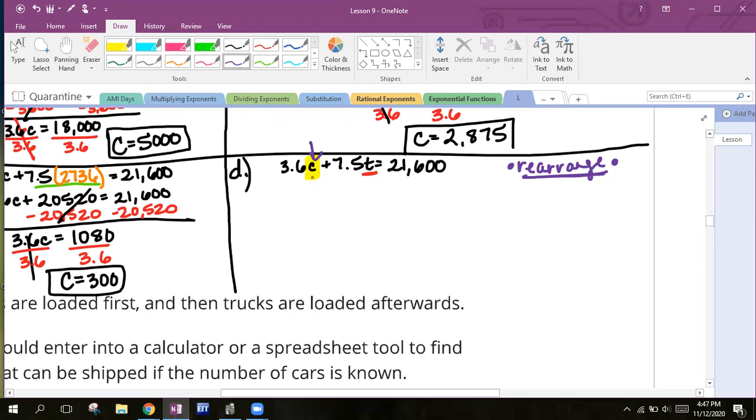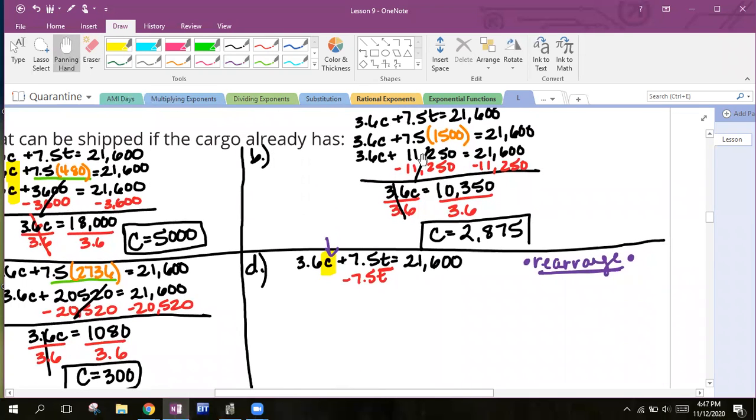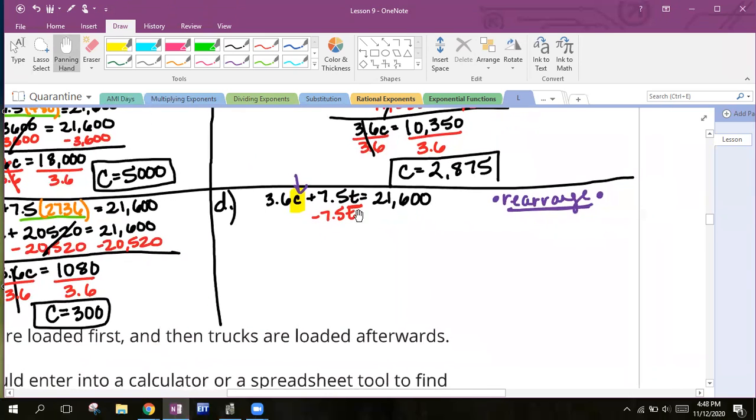If I'm trying to get C by itself, then I need to start with the term that's farthest away. So how am I going to get rid of this positive 7.5t? I'm going to subtract 7.5t. If you look back at any of the problems we just did, that was our first step anyways. We subtracted off the product of 7.5 and however many trucks we had, which is what we are doing once again here, except we don't know how many trucks it is, so we can't simplify it.